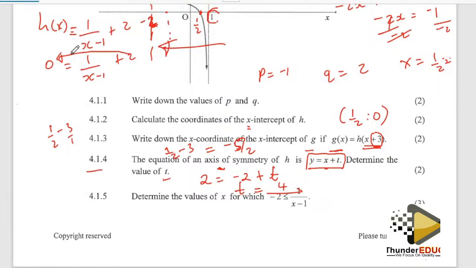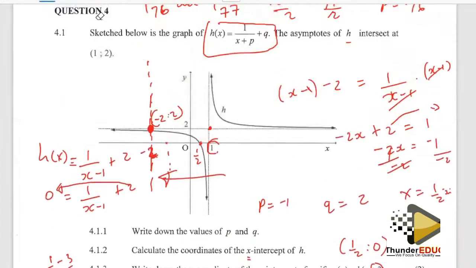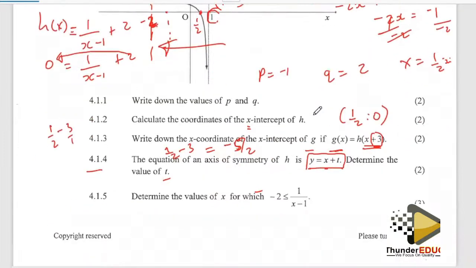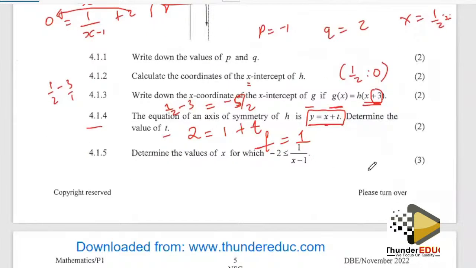Wait. We want H, not G. We want the equation of H. H is our original. So this is for G, which is 1 and 2. Thank you for that. So we're going to replace 2 is equal to 1 plus t. Move 1 that side, so t becomes a 1. H, 2 marks.